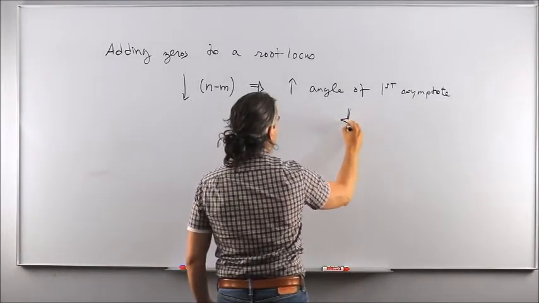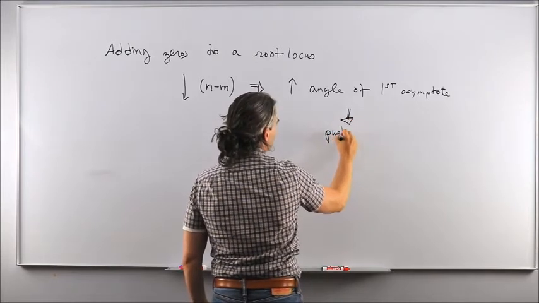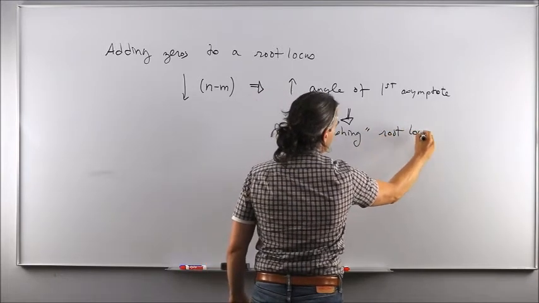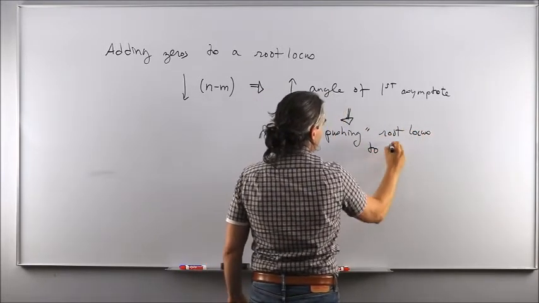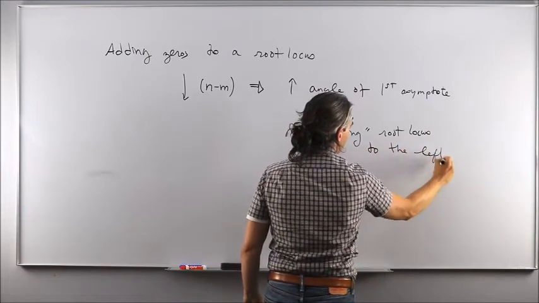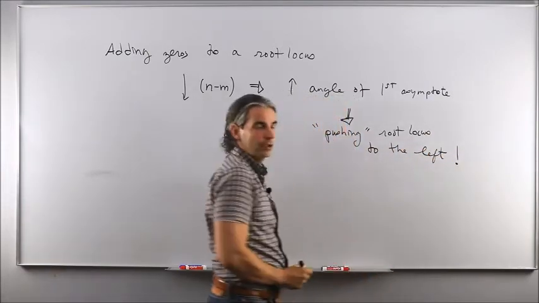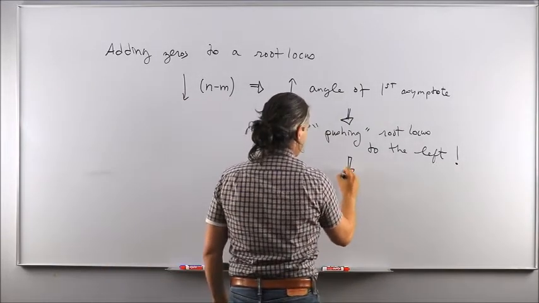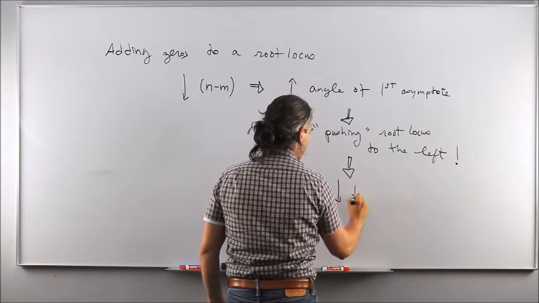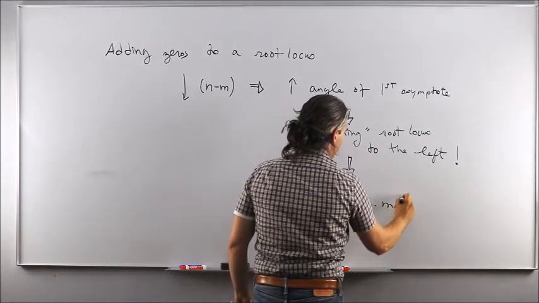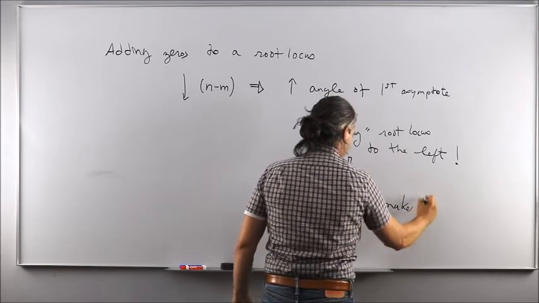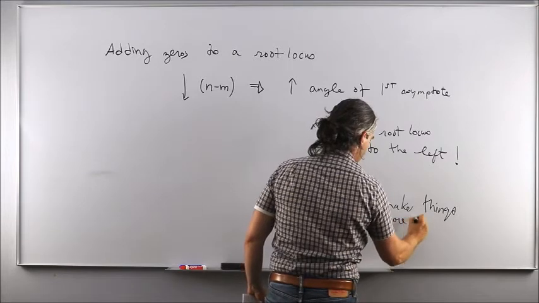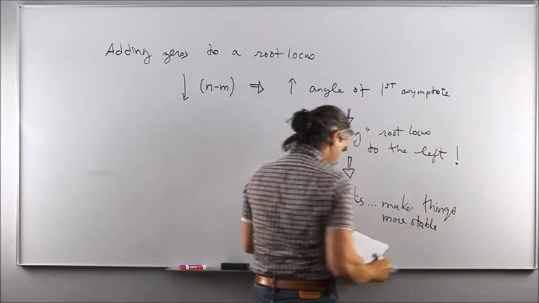Because that means that we are pushing our root locus now towards the left. And left is pretty good when you talk about a complex plane. And as a result, we're going to lower the stabilization time and overall just make things more stable.